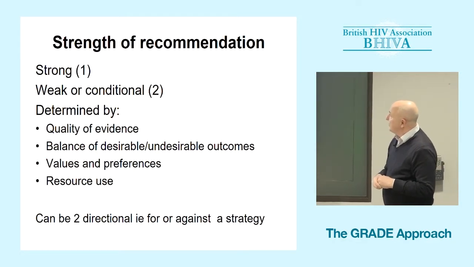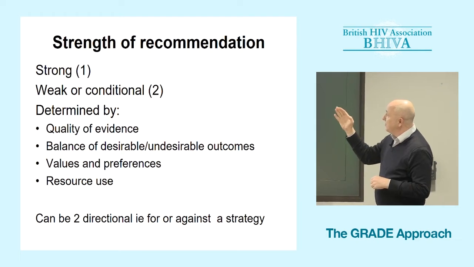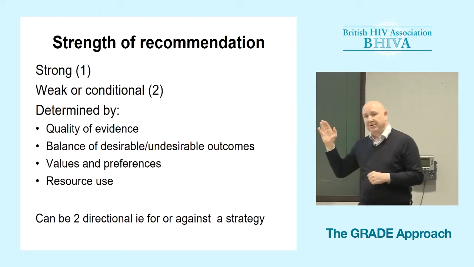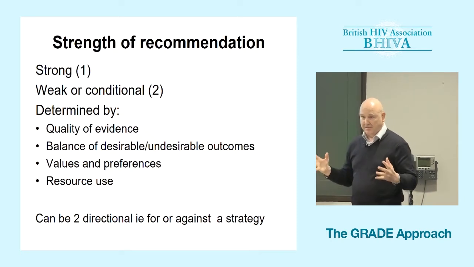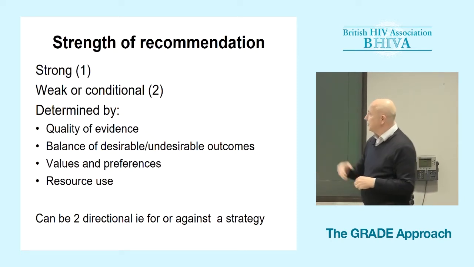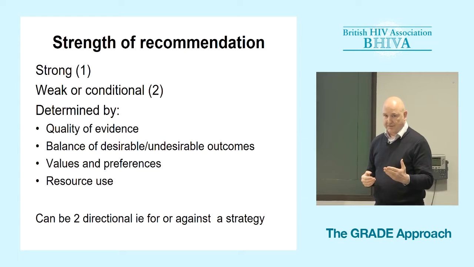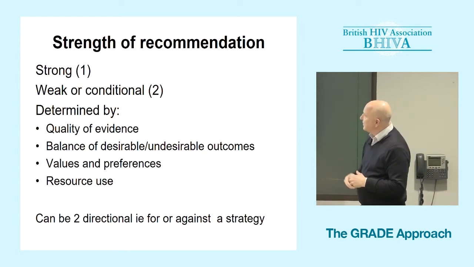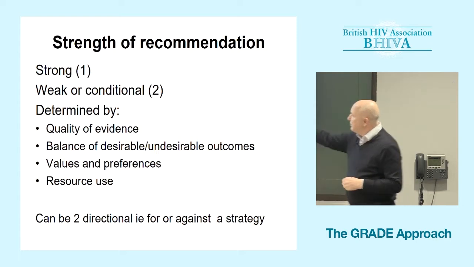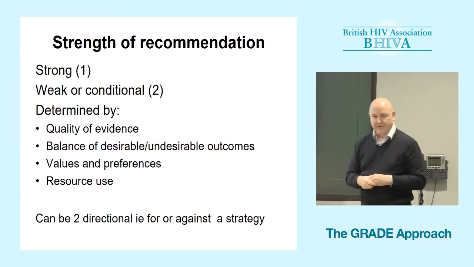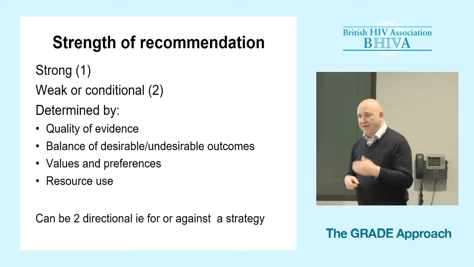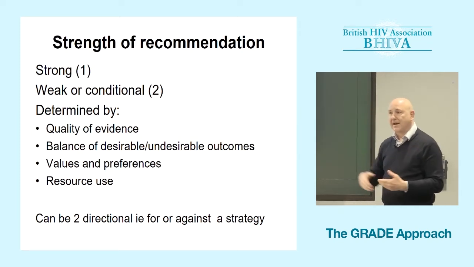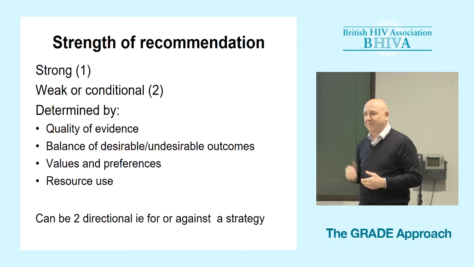So a strong or weak recommendation is not just determined by the quality of evidence, it's determined by other things. So you could have a strong recommendation but with weak evidence. The other things you take into account when considering the strength of recommendation are not only the quality, but the balance between desirable and undesirable outcomes. So for example, and I'll get an example later on, you may have a drug that works very effectively, but has a very serious side effect profile, okay?